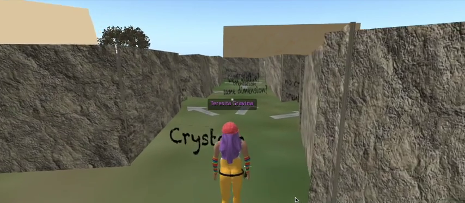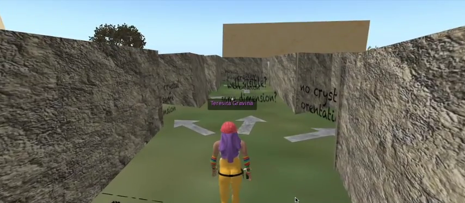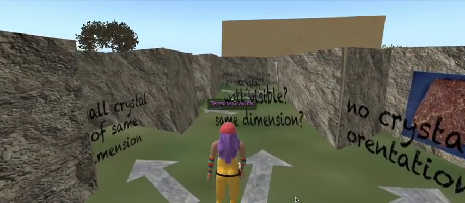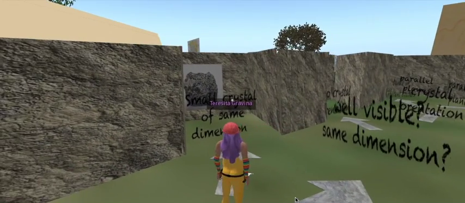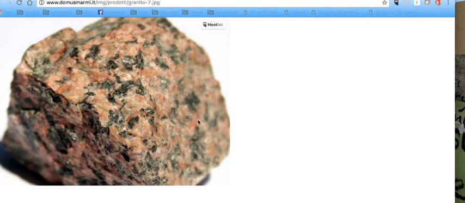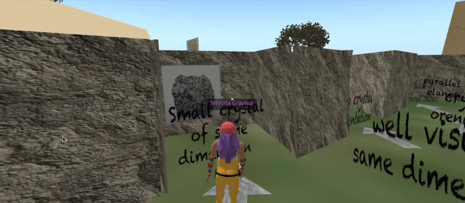Then I go through the labyrinth and I find three other questions. The first one is whether the rock has small crystals of the same dimension. Of course, my rock was different. In fact, we have small and big crystals, so this is not our example. I have other questions.